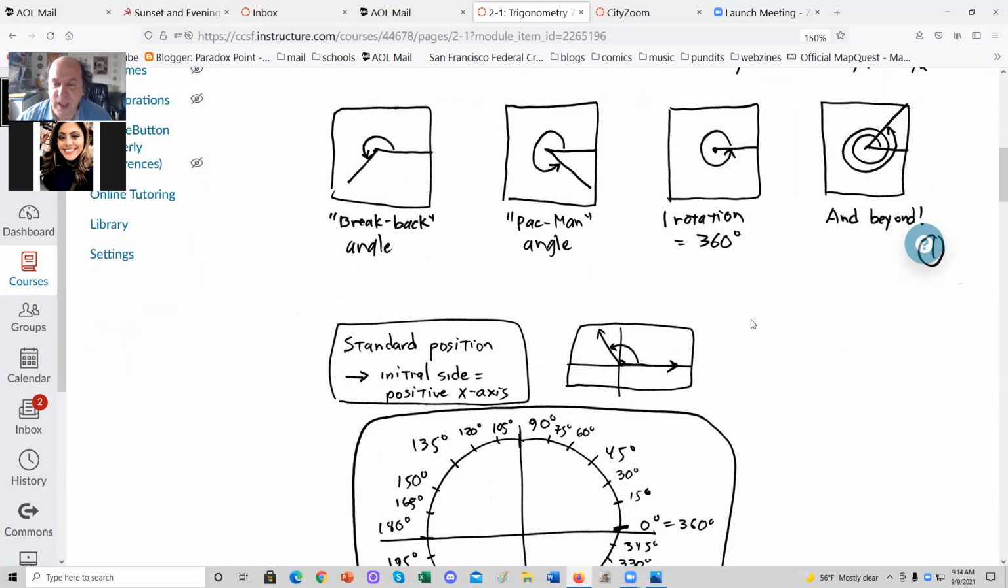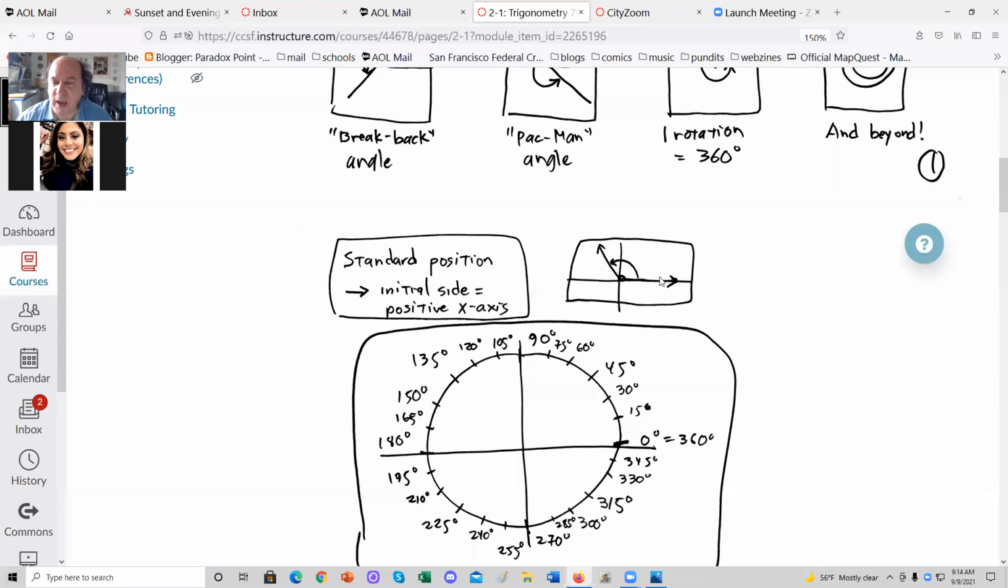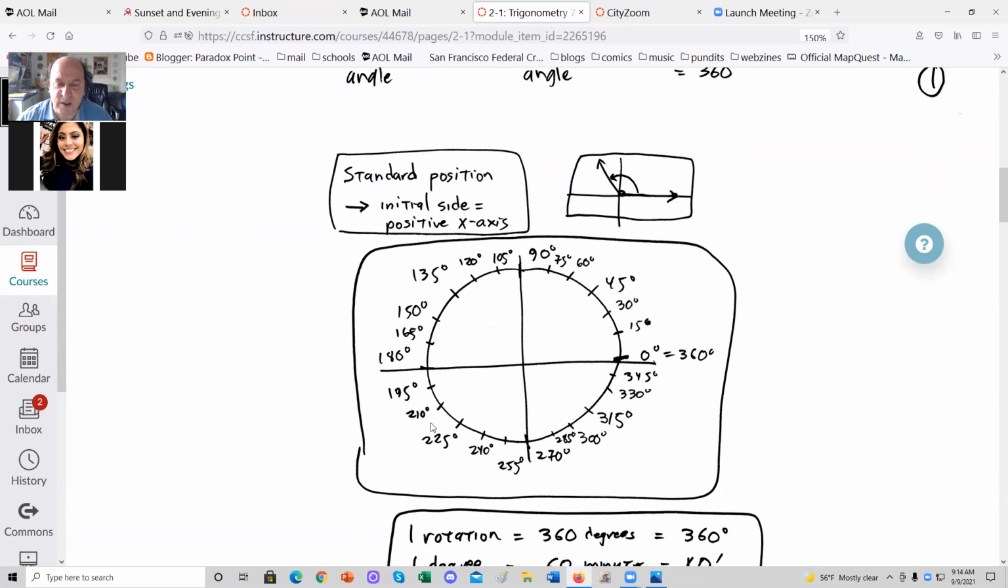Now, if you put the initial side on the positive x-axis, that angle is said to be in standard position. And you can measure the angles with a kind of circular protractor from 0 to 90 to 180 to 270 to 360. Here I mark them off by multiples of 15 degrees, for reasons that will be clear later on. The trig functions of these angles can be written down relatively simply.